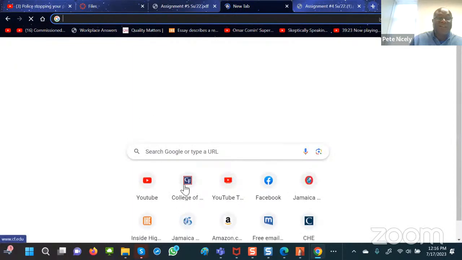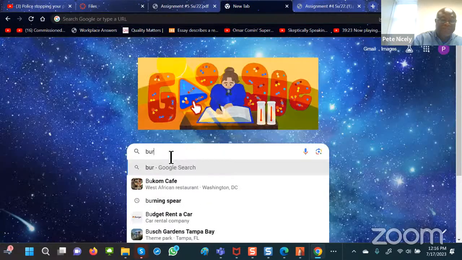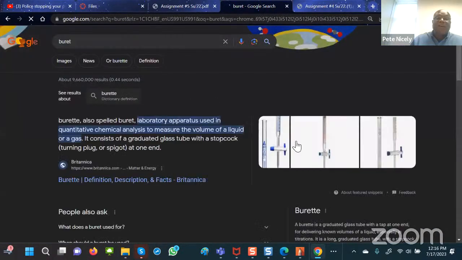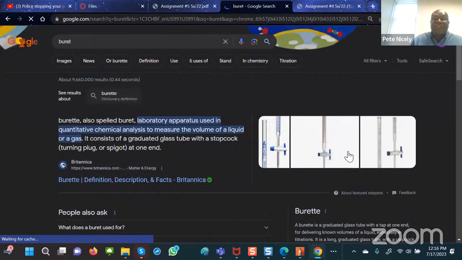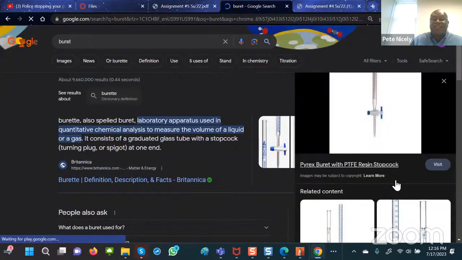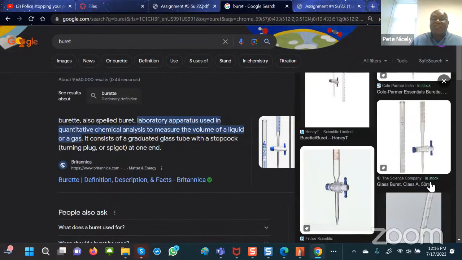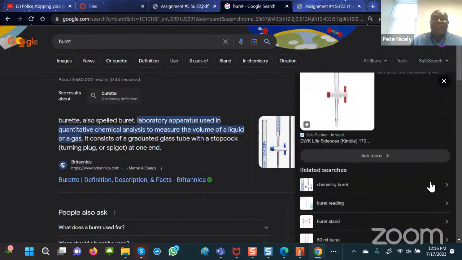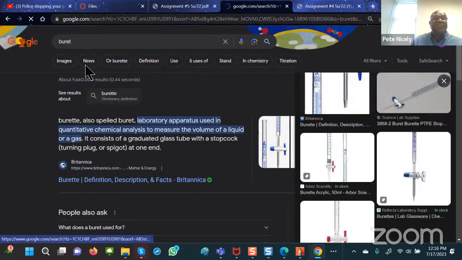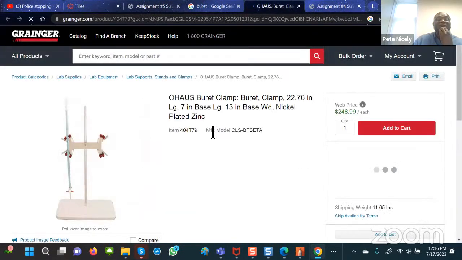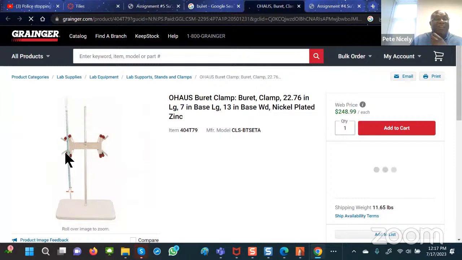So burettes. Okay, so let me see if I can get a full picture of one of them. So you can see, no, that's not it. Okay, let me see here. Let me see. Oh man, okay. Images. Okay, let me show you this here. Okay, so this is, I wonder if I can get a close-up.